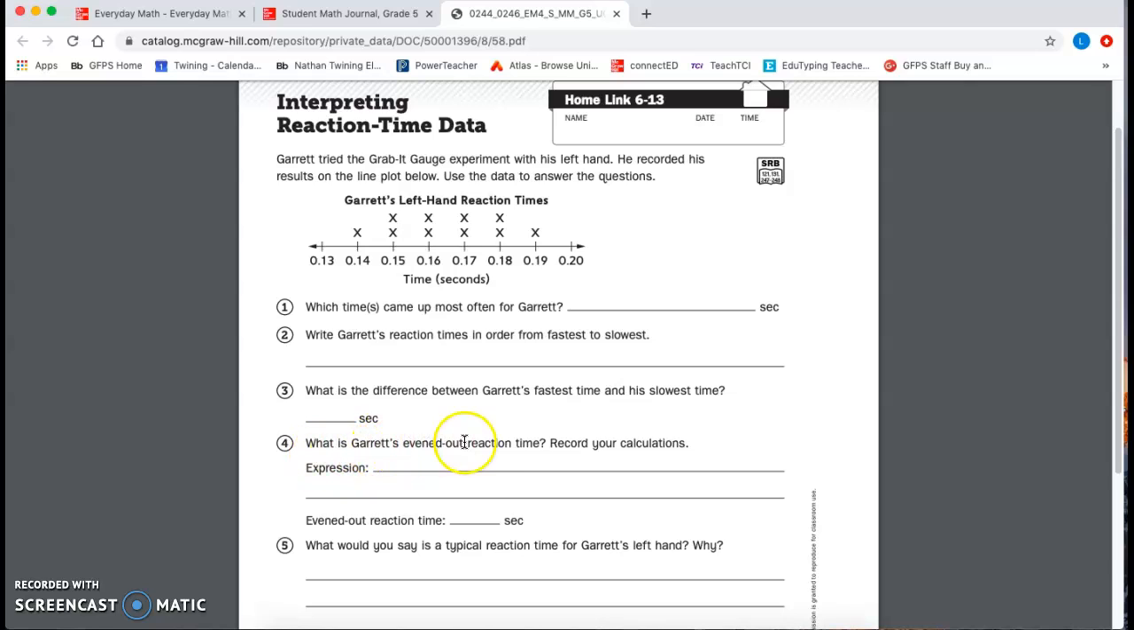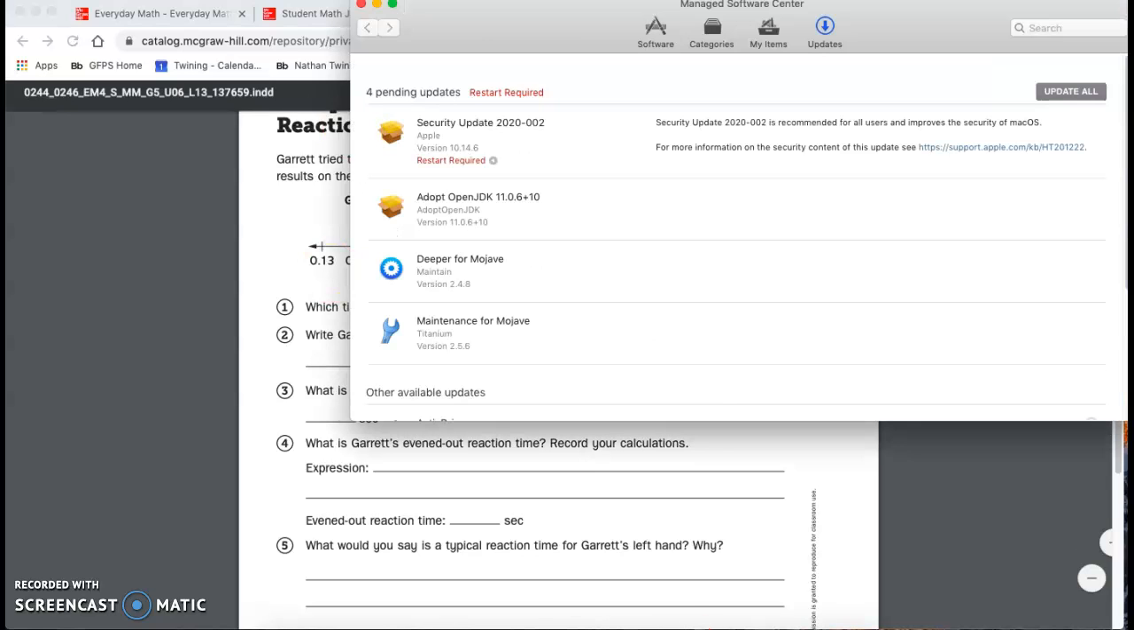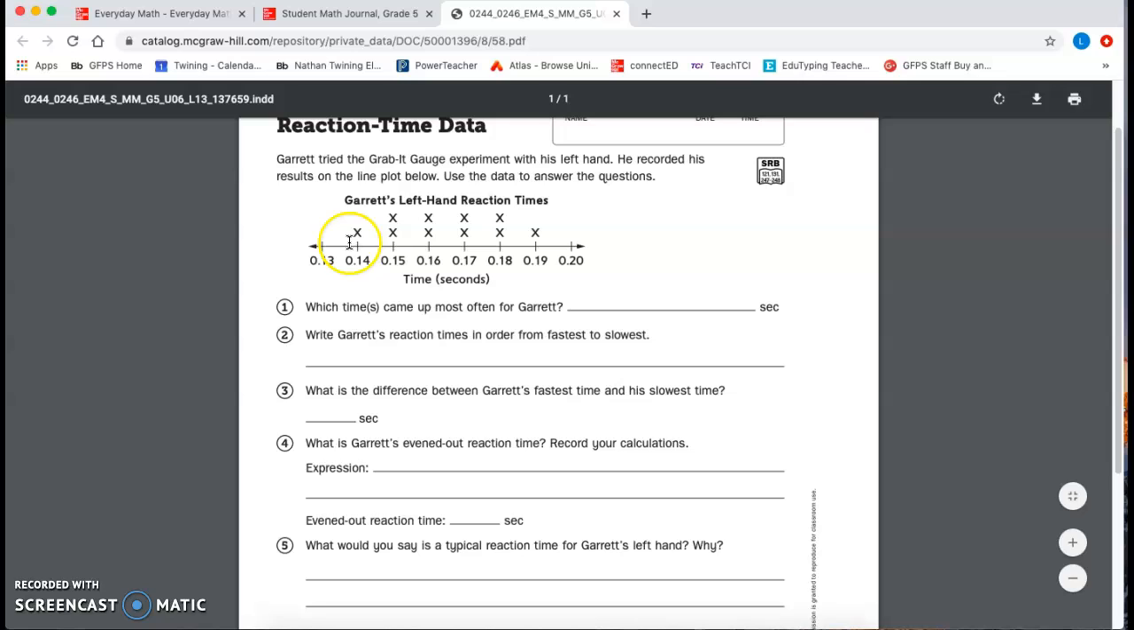What is Garrett's evened out reaction time? Record your calculations. Evened out means you have to add all of them. So the numbers you have on this line where you wrote all of them, you're going to have to add up all of those, and then you need to divide them by the total number of ones that you have. The total number that you have is 1, 2, 3, 4, 5, 6, 7, 8, 9, 10. So whatever answer you get, you need to divide it by 10. And then you'll write that here.